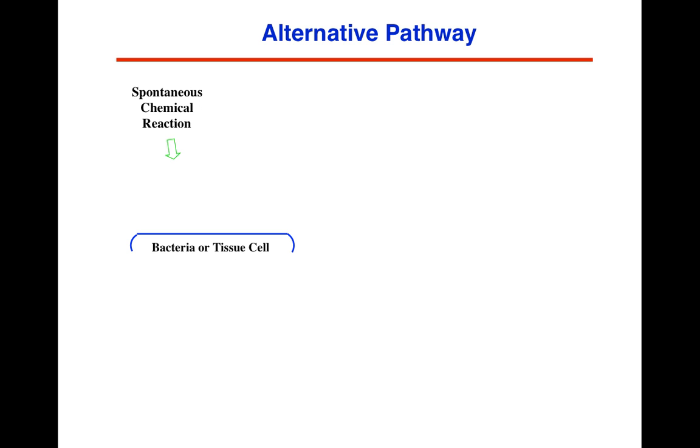the alternate pathway. Now on bacteria, it turns out that C3 can undergo spontaneous hydrolysis. There's actually a thioester that holds these two subunits of the protein together, and it can undergo spontaneous hydrolysis. If it does that close to a bacterial cell, it can actually adhere to that bacterial cell.